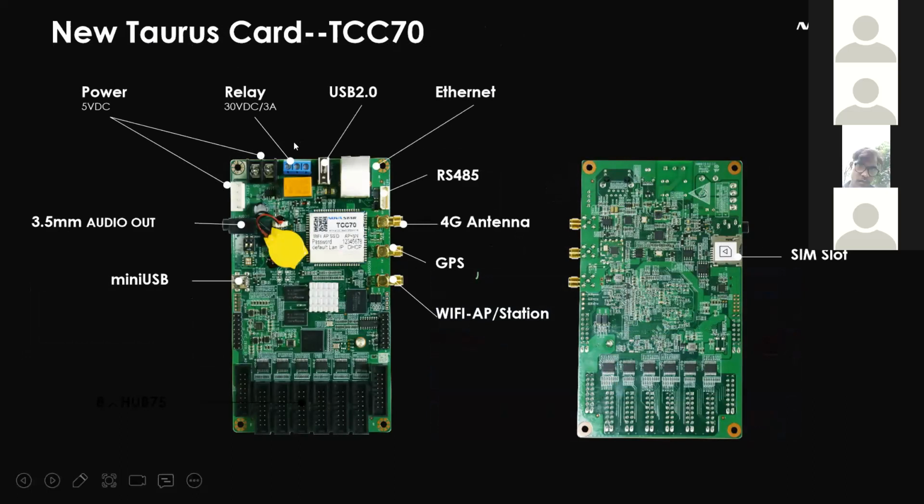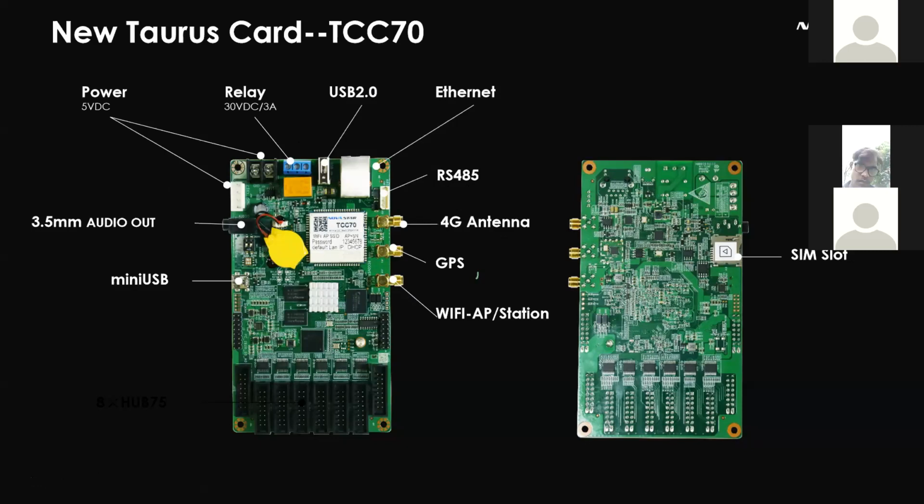This is the interface of TCC70. It can support GPS function, 4G antenna function, and also it can support USB playback. Here's the SIM slot. And in future, our TCC70 will support eSIM card. Frankly to say, with this small controller, we have already made a very big project in China.